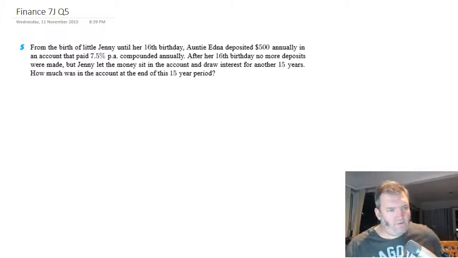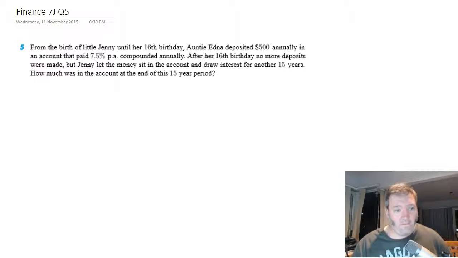Alright, so this is exercise 7J from the finance notes. Question 5. From the birth of little Jenny until her 16th birthday, Auntie Edna deposited $500 in an account that paid 7.5% compounding annually. At her 16th birthday, they stopped making deposits, and she lets it sit there for another 15 years. How much is in the account at the end of the 15 years?